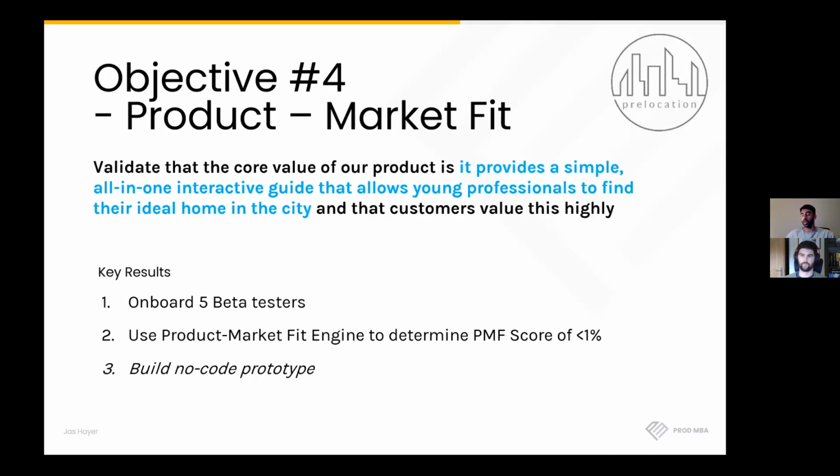And then this is basically to test to see, once I'd tested with them, they would fill out a survey and to see what the product market fit engine score would be in terms of if they would actually engage in this product, if there's value in it.